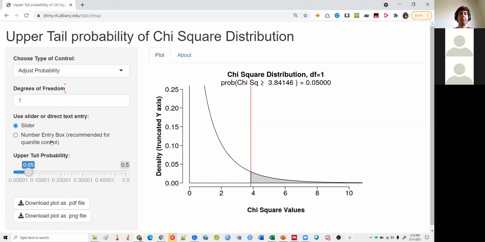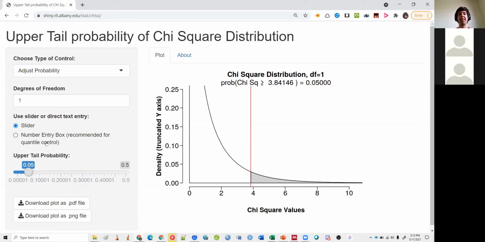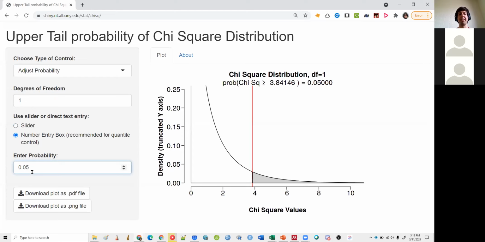And here we can choose the upper tail probability, which is the same as that alpha value. You can choose between the little slider or the number entry box. The number entry box is useful because you just see the number right there. So for this problem, assuming an alpha value of 0.05 and 1 degree of freedom, this chi-square distribution will have a cutoff value of 3.84.